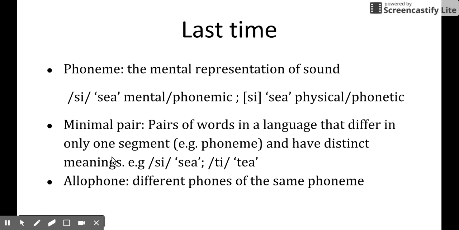Okay, and another concept: minimal pairs are words in a language that differ in only one segment and have distinct meaning. So, for example, we have C and T. The only distinction is the initial consonant, and we have different meanings. And then allophones, as we can see, the same phoneme can be realized into different phones. So all the phones are the allophones of the same phoneme. Okay.